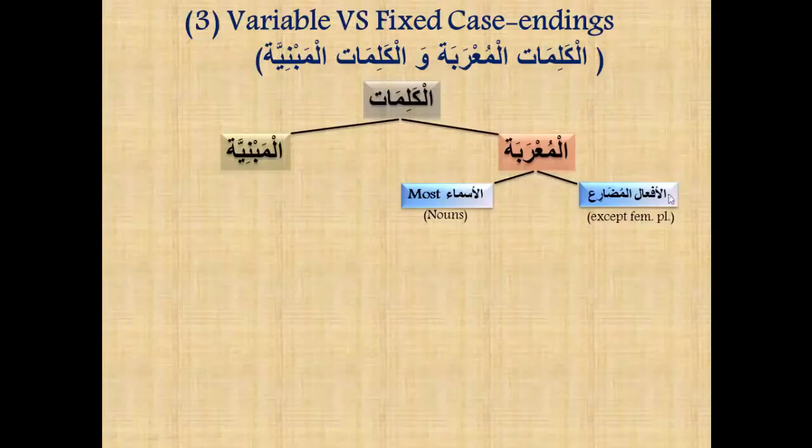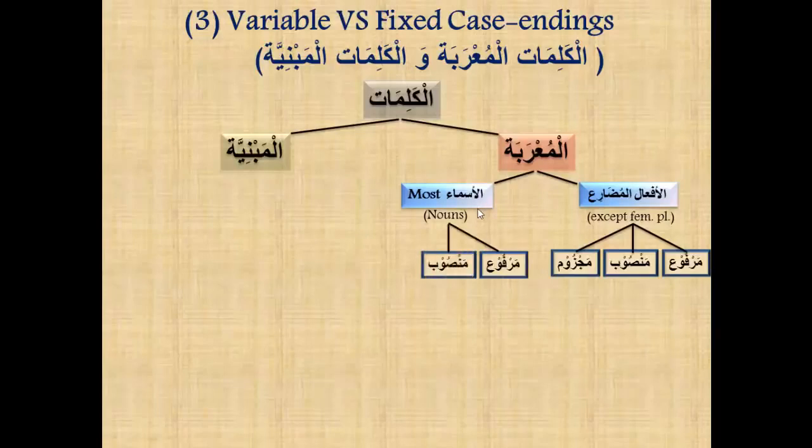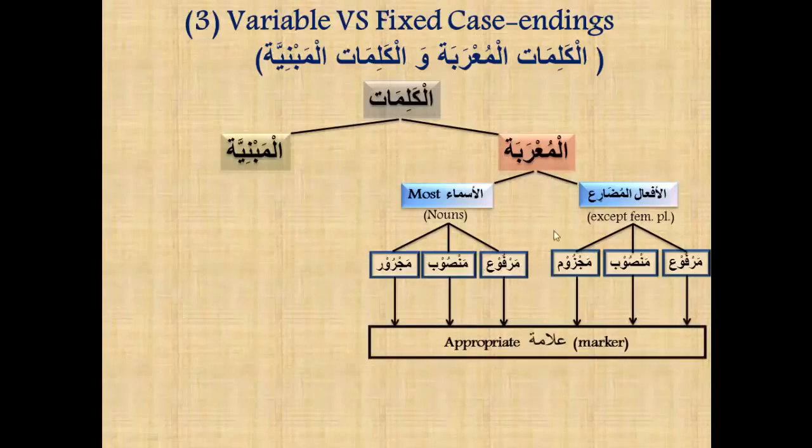What are the case endings for the present tense, al-af'al al-mudari', except for the feminine plural? We have marfu', mansub, and majzum. So we've mentioned in passing that these are the three case endings for the present tense. And then for asma', we also have different case endings. We have marfu', mansub, and something called the majrur. So notice how the marfu' and the mansub are shared between verbs and nouns, but we have the majzum, which is unique to the present tense verb, and the majrur, which is unique to the ism. And we'll talk about this in much more detail later. Depending on the case, we have a unique and appropriate marker for the word, alama. So each of these cases will take an appropriate alama.